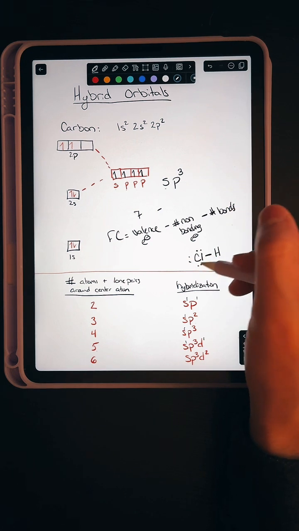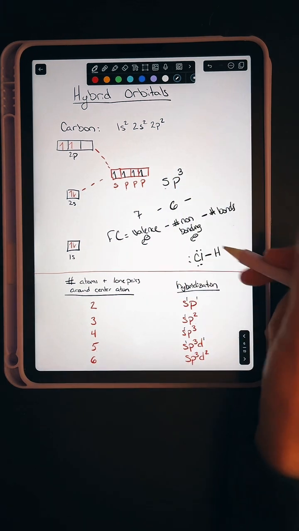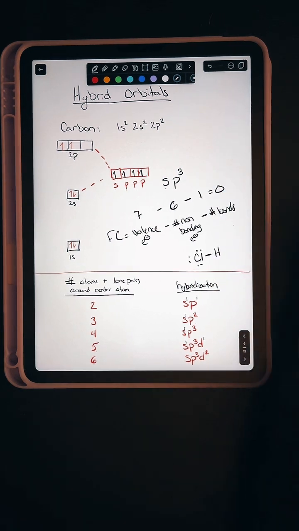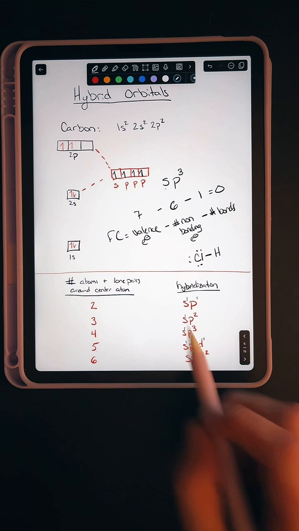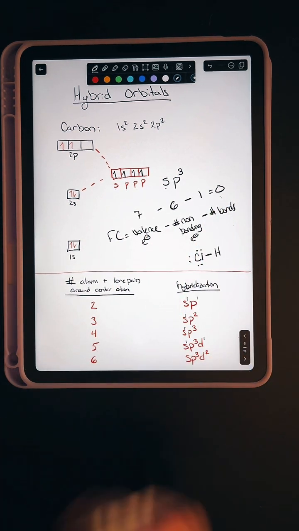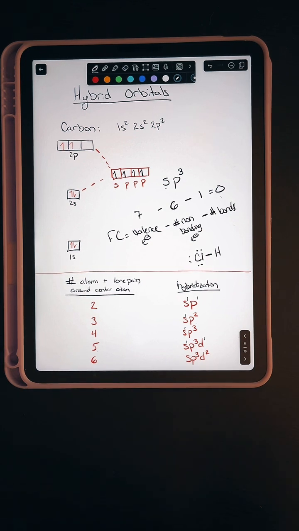So 1, 2, 3, 4, 5, 6, minus the number of bonds. We have 1 bond around that chlorine, giving us a formal charge of 0. Now we want our formal charge to be as minimal as possible, so we want it as close to 0 as possible.